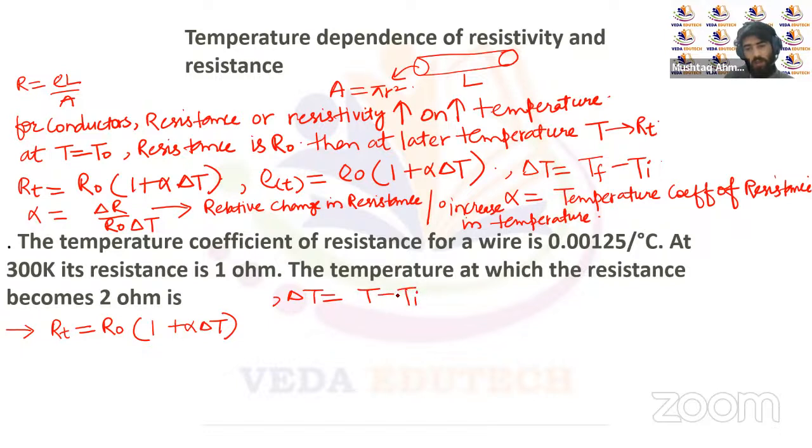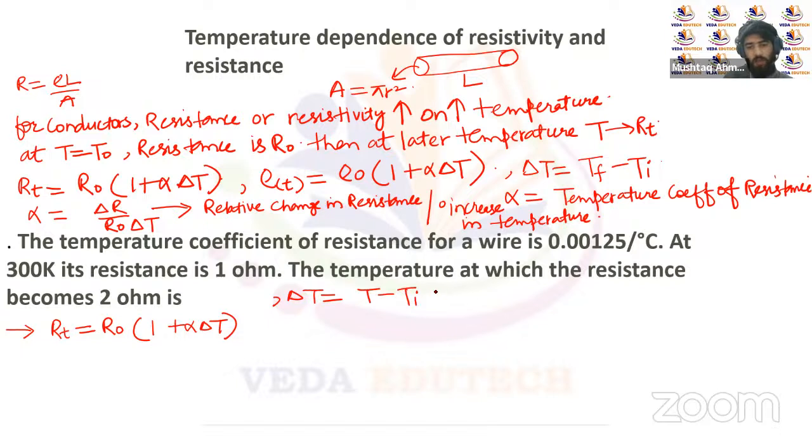Whether you take the change in temperature in the Kelvin scale or in the centigrade scale, the change will be the same. It doesn't matter whether you measure the temperature in Kelvin or in centigrade; the change in temperature will be the same for both scales.